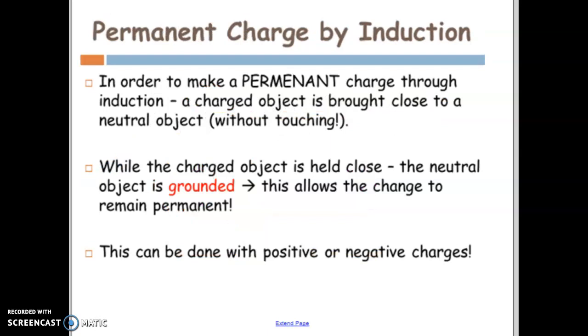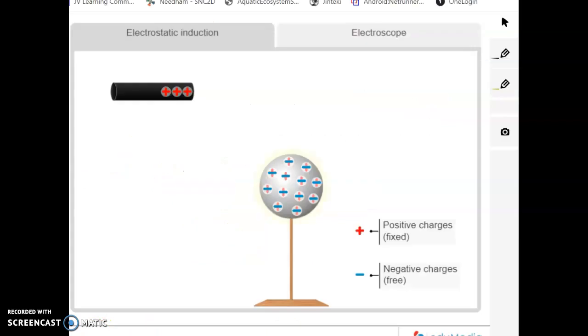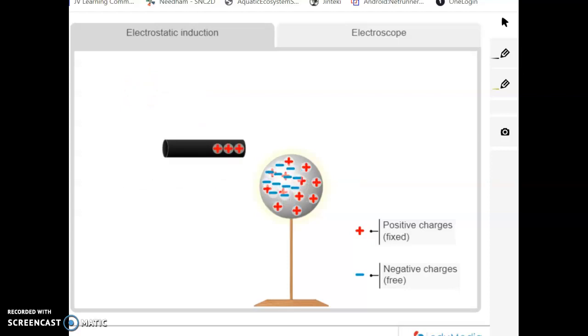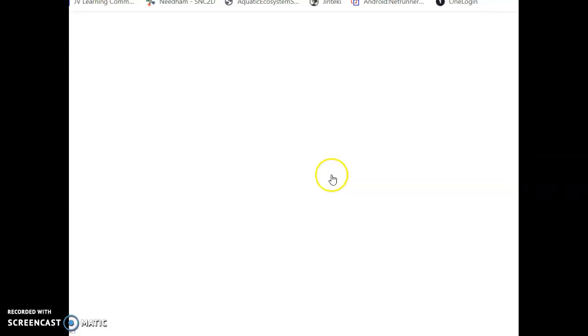Okay, so before we look at this with permanent, I want to show you a simulator. Hold on one second. Okay, I'll link this simulator for you on our D12 so you can try this out yourself. So here we have our neutral sphere and a positive charge. So look at what happens when we bring this close by. Notice I'm not touching it. The electrons that are in this neutral sphere are attracted to this positive rod.